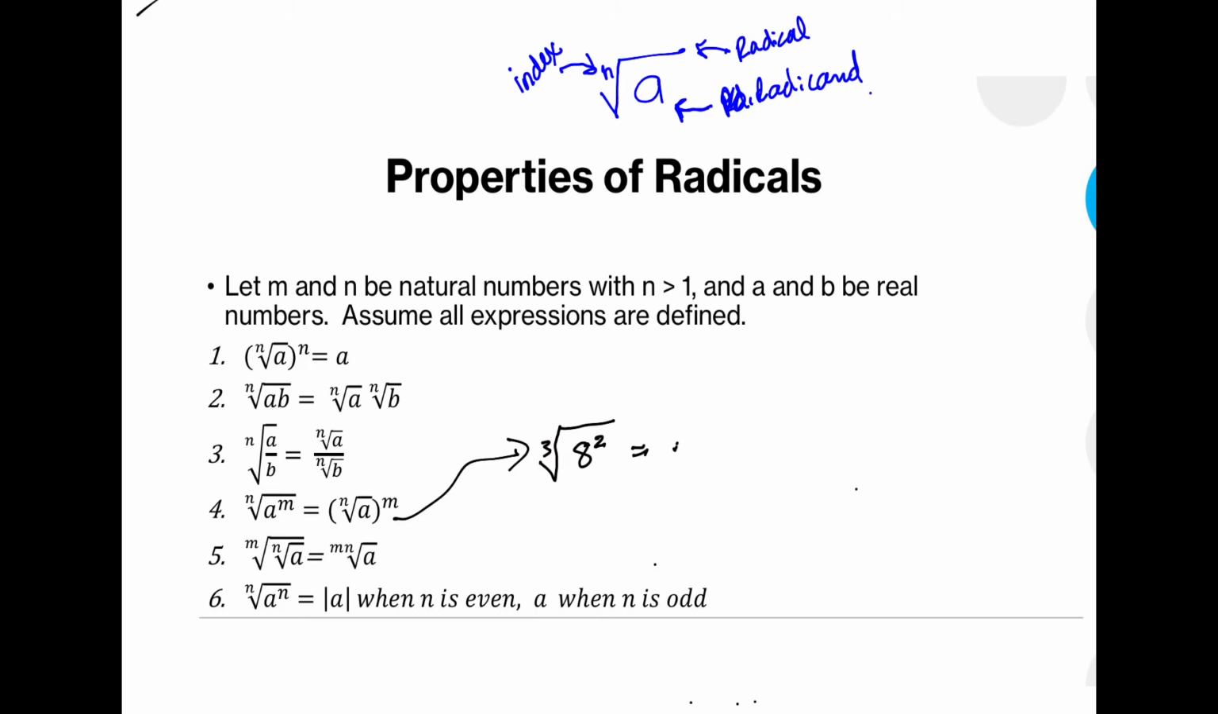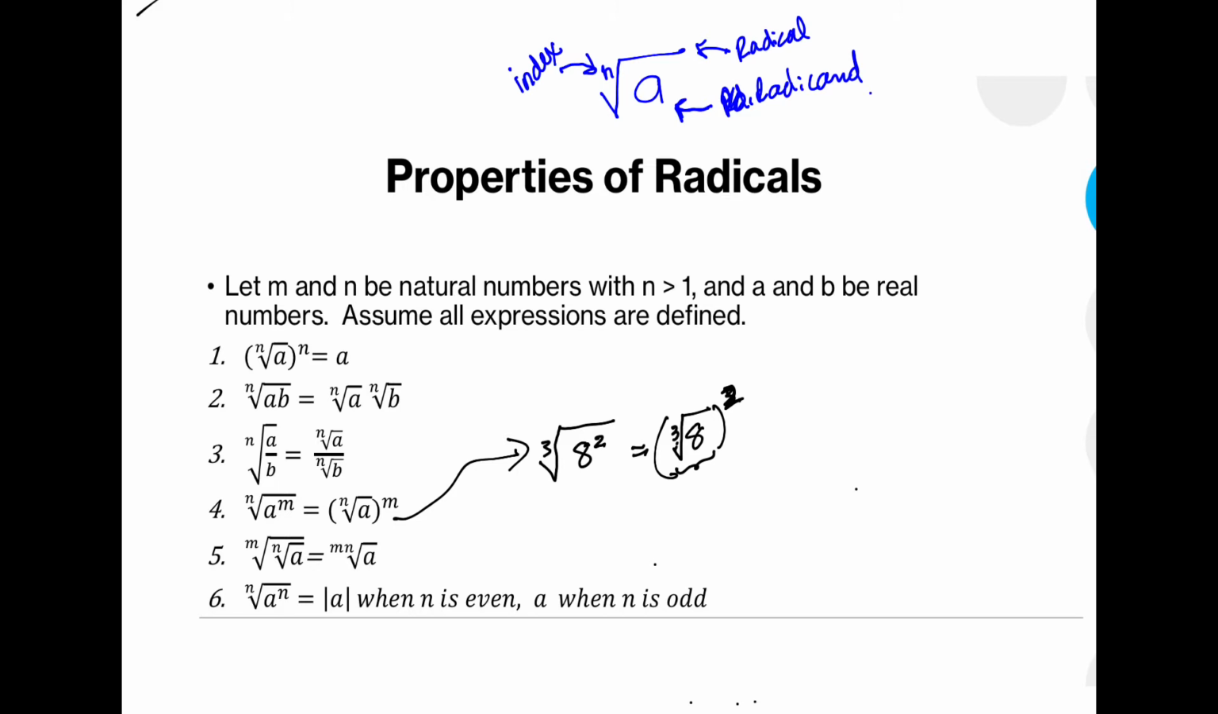But ultimately we get the same result if we take the cube root first. So we put this into parentheses, which always emphasize priority. We took the cube root first, and then squared the result, not cubed the result. And yeah, these are the same thing.